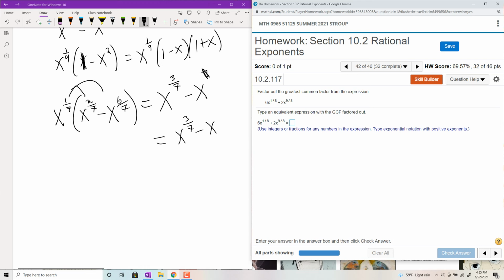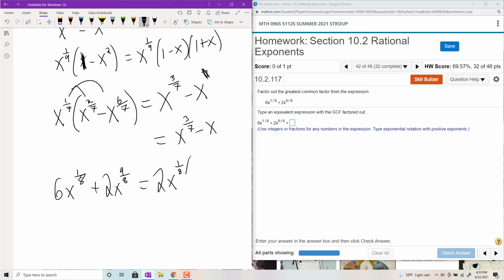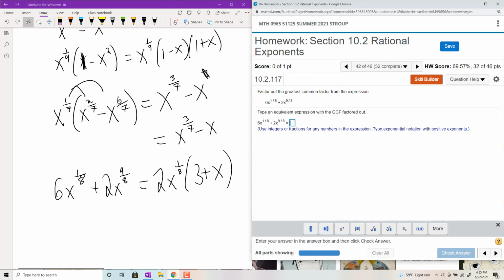Factor out the GCF. Okay, so you get 6x to the 1/8 plus 2x to the 9/8. You could pull out a 2 and x to the 1/8, and you'll have 3 plus x to the, I guess, 8/8, right, which is 1. So let's see, 2x to the 1/8 times 3 plus x.